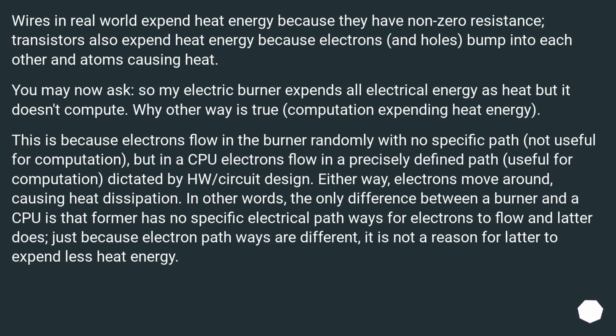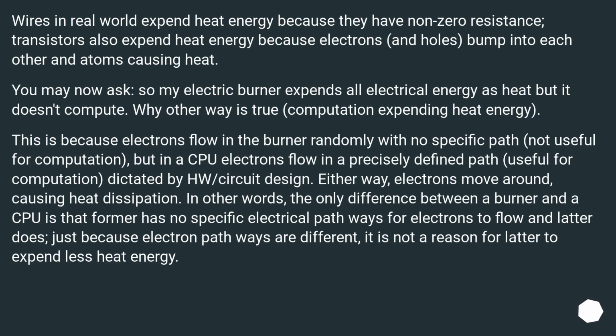You may now ask, so my electric burner expends all electrical energy as heat but it doesn't compute. Why is the other way true, computation expending heat energy? This is because electrons flow in the burner randomly with no specific path, not useful for computation, but in a CPU electrons flow in a precisely defined path, useful for computation, dictated by HW/circuit design.